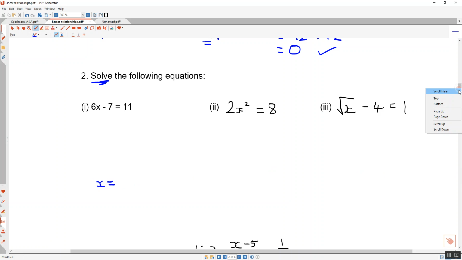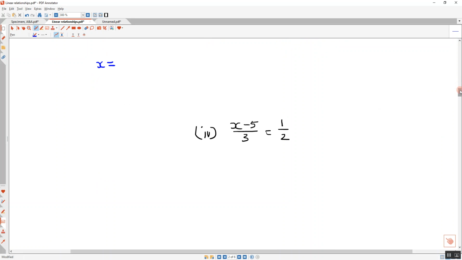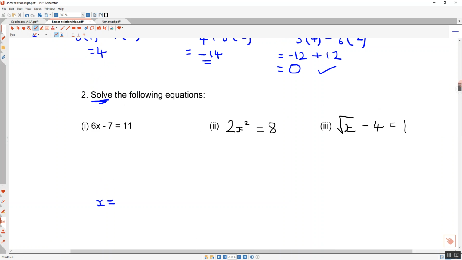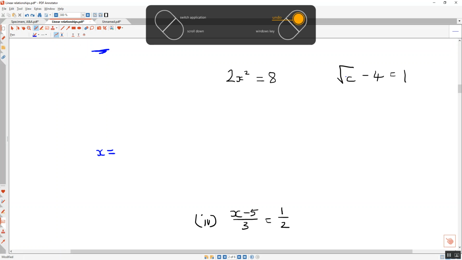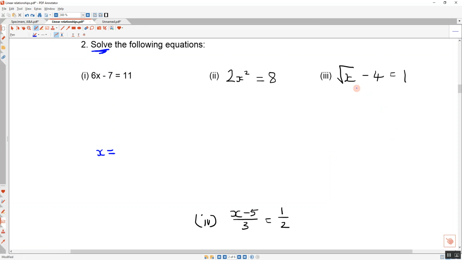You can have a go at the last one as well. Having a go at those 4 for me, please. The last one, does that say root x? Undo. Okay. So this one, if I write it again, is square root of x, take away 4, equals 1.